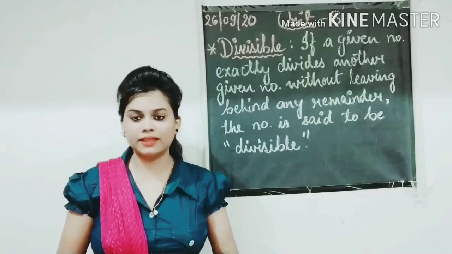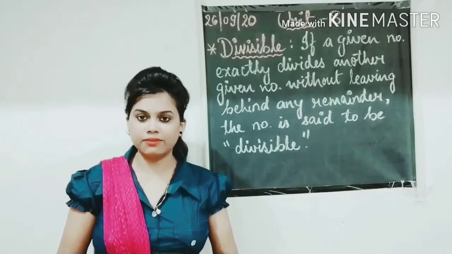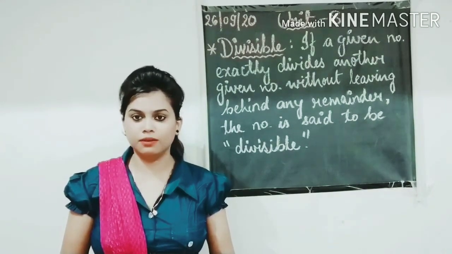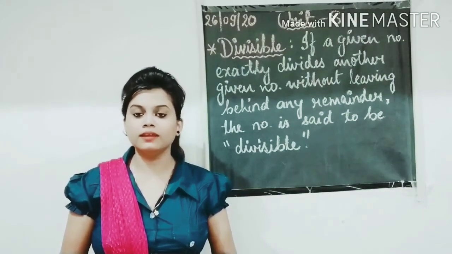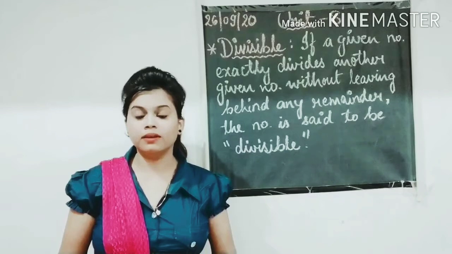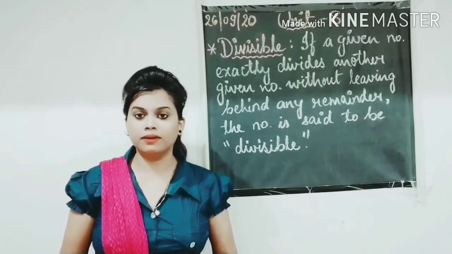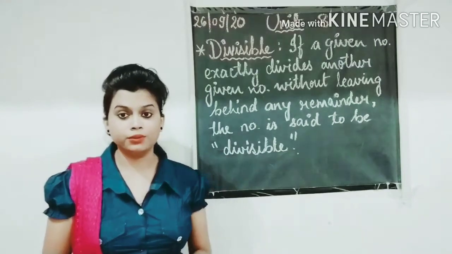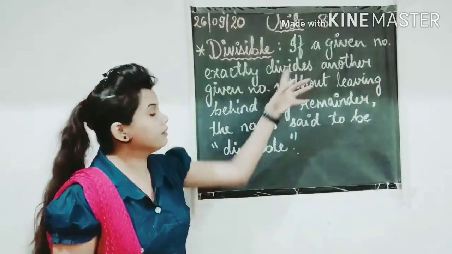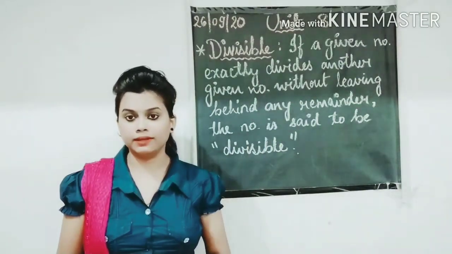In the last video of maths, you saw unit 7, that is kinds of numbers. In that you saw different kinds of numbers like natural number, whole number, even number, odd number, etc. Right? In today's video, we will start a new unit, unit number 8, test of divisibility.